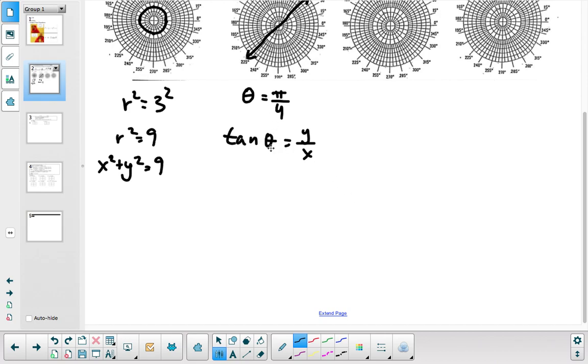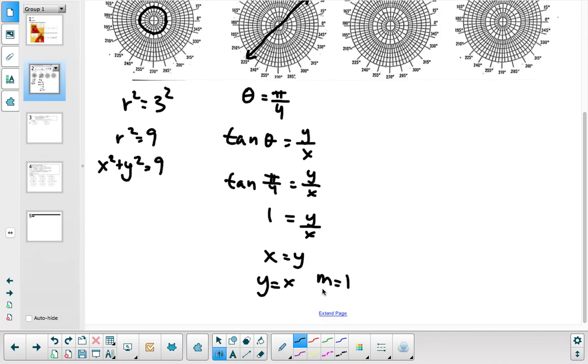So tan theta is y over x. I'm going to plug in theta. So tan of pi over 4 is equal to y over x. Now tan of pi over 4 is 1. If I multiply by x, I get that x equals y, or y equals x. And this is an equation of a line where the slope is 1 and it goes through 0, 0.